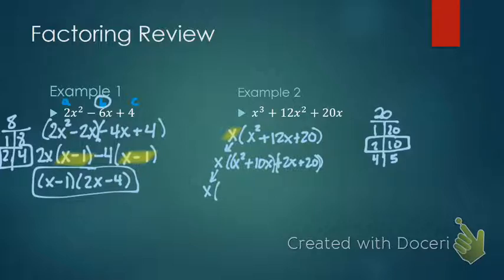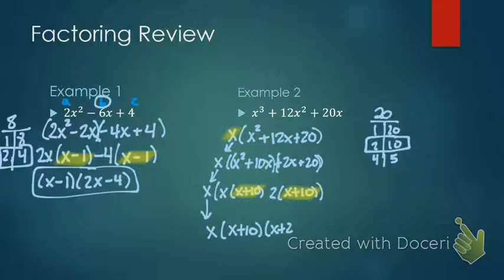And we look at what does the first set have in common. They both have an x. And the second set of parentheses both have a 2. And again, when we're factoring, these two should have the exact same thing in parentheses. And then we write our factors. So we have an x plus 10, and an x plus 2. So that's the end of our factoring review.